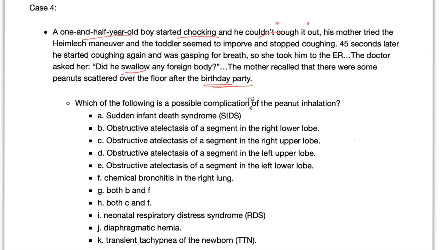Why would you do a birthday party if your kid is just 1.5 years? Do you celebrate his birthday every month or what? Oh, it's none of our business.